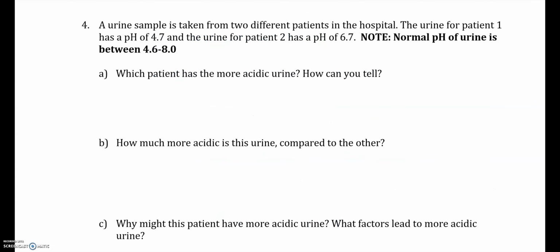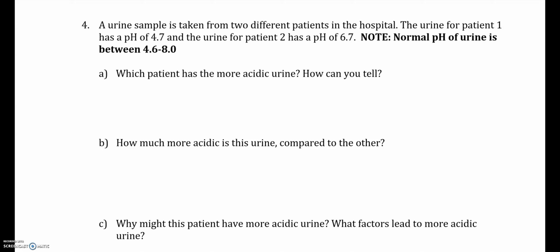Question 4 says, a urine sample is taken from 2 different patients in the hospital. The urine for patient 1 has a pH of 4.7, and the urine for patient 2 has a pH of 6.7. It says, note the pH of normal urine runs between 4.6 and 8.0. Therefore, the pH of the urine for each of the patients is within the normal range, so 4.7 and 6.7 both fall within the acceptable range of 4.6 to 8.0.